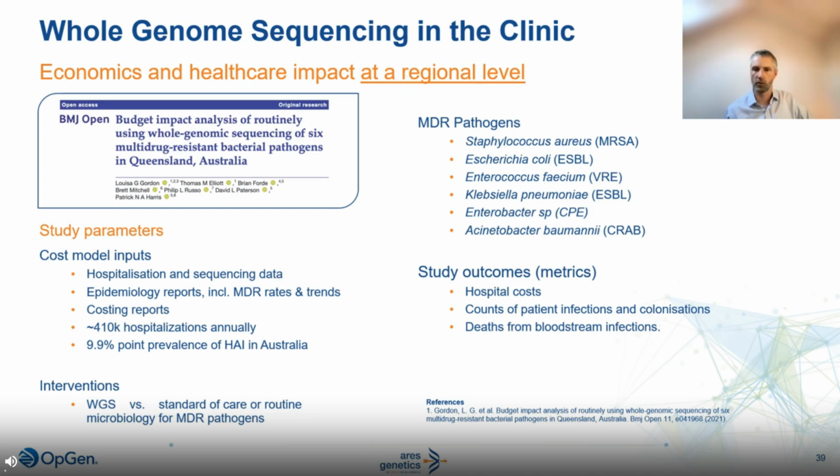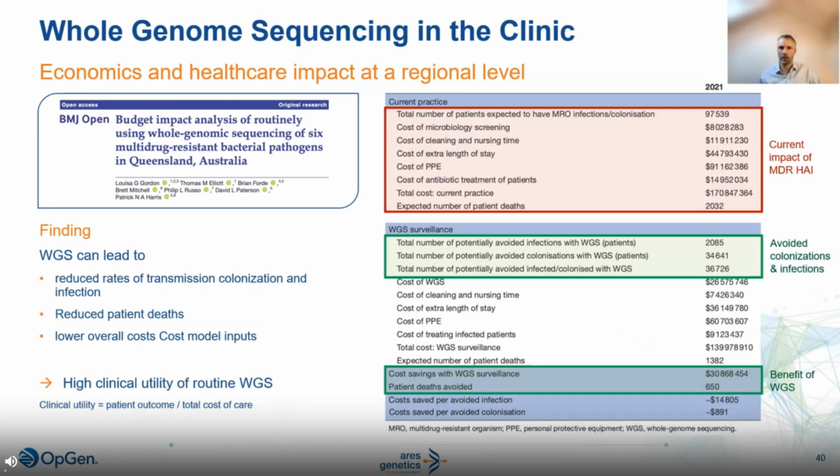The study then compared the following primary and secondary outcomes for both interventions: expected hospital costs, counts of patient infections and colonizations, and deaths from bloodstream infections. The authors actually calculated costs annually across 5 years from the base year 2020 on. But for simplicity, I highlight the impact of only 1 year of whole genome sequencing.